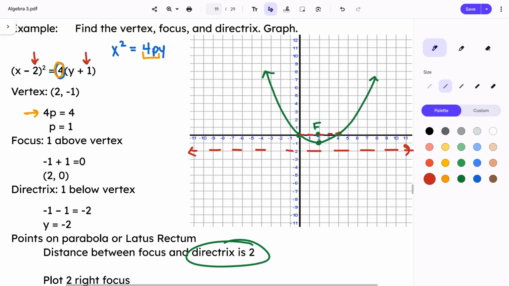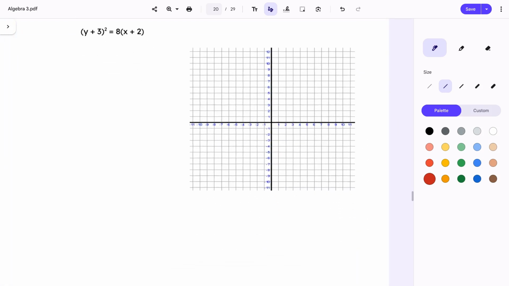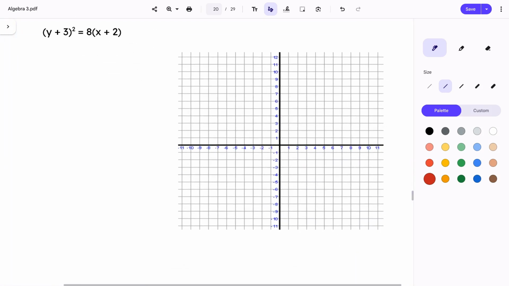All right, so let's do the next one here. For this equation, are we starting with x squared or y squared? What comes before the equal sign? The y squared. So the parent function would look like this: y squared equals 4px.